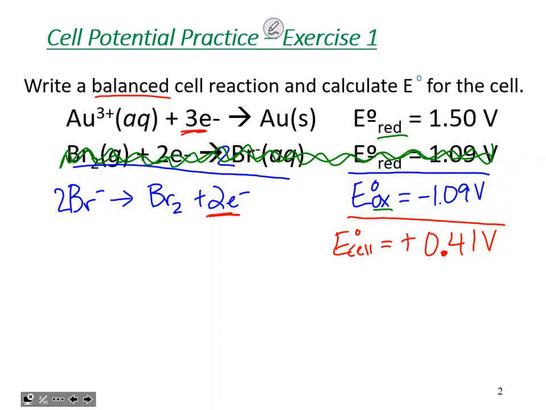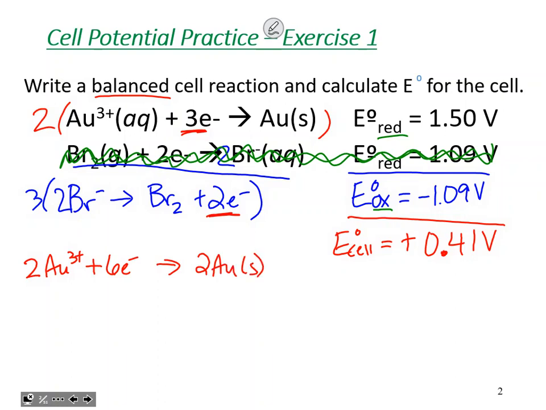We have 2 here and 3 here. So now I do need to multiply through and get a least common multiple so that I can balance them by the reaction. So I'm going to multiply this top one by a 2. I'm going to multiply this one by a 3. When I do so, I end up with 2 Au3+ plus 6 electrons, giving me 2 Au solids.